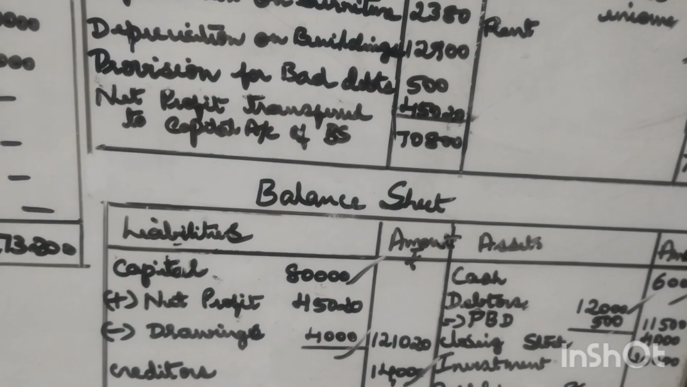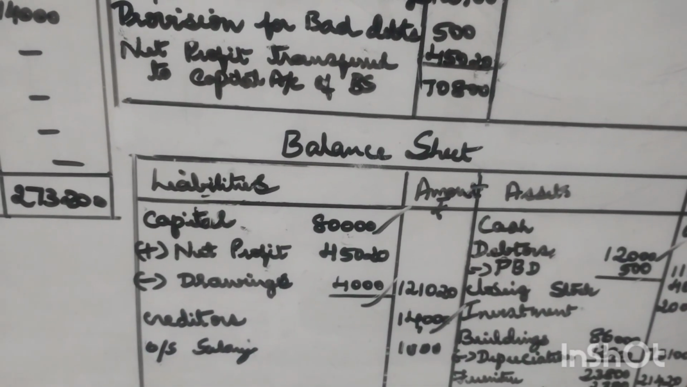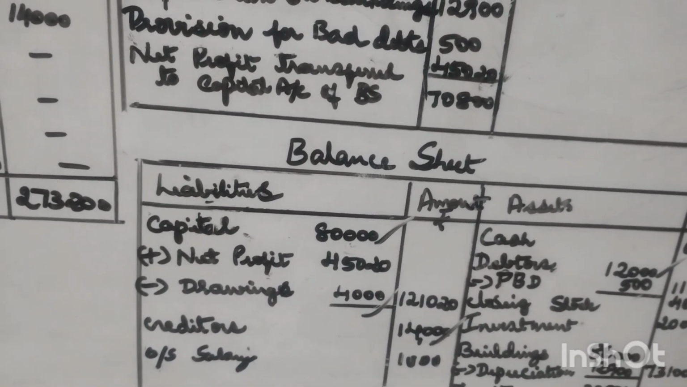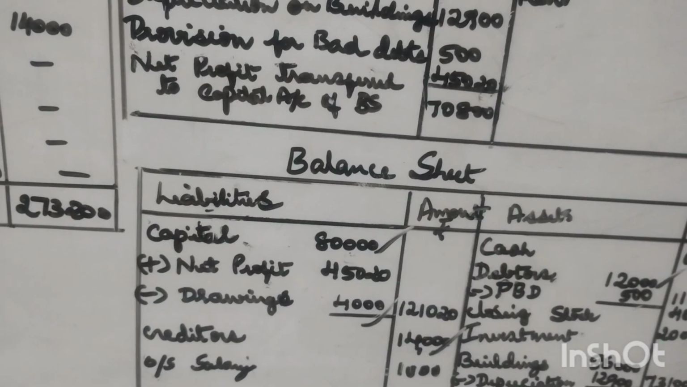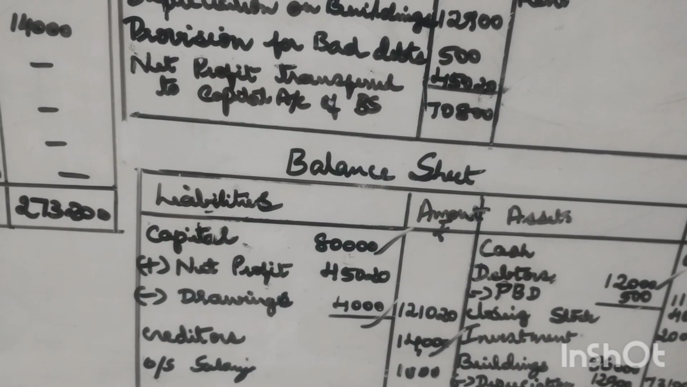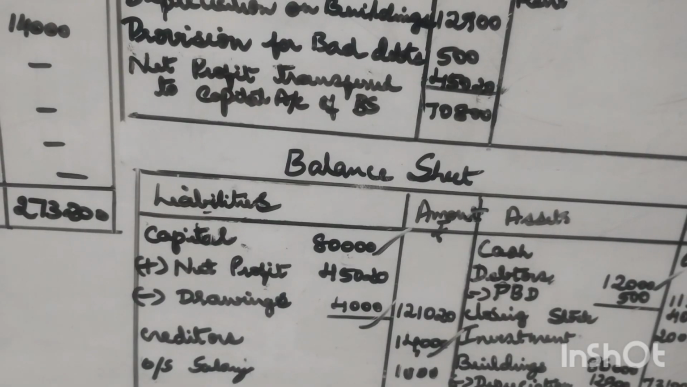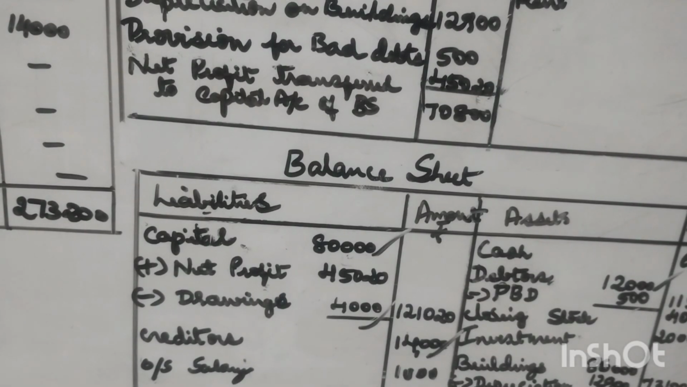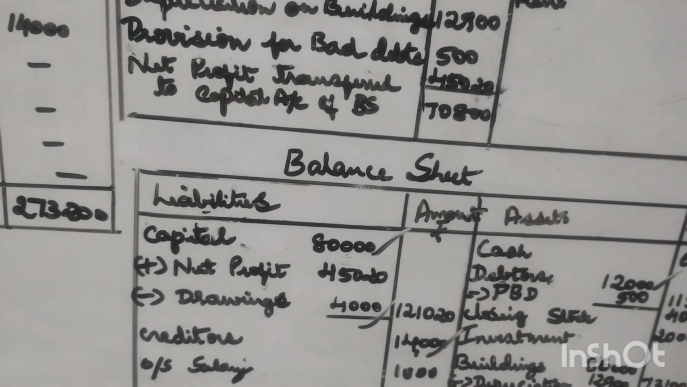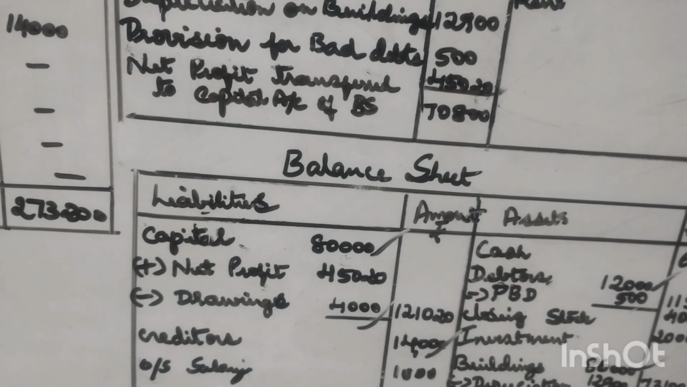Investment: if the investment is made for the long term, that is a non-current asset. Short-term investment is a current asset, so that appears under the asset side. Next, building and furniture, both are fixed assets. Furniture as well as buildings are fixed assets. So these are the entries that have to be made.